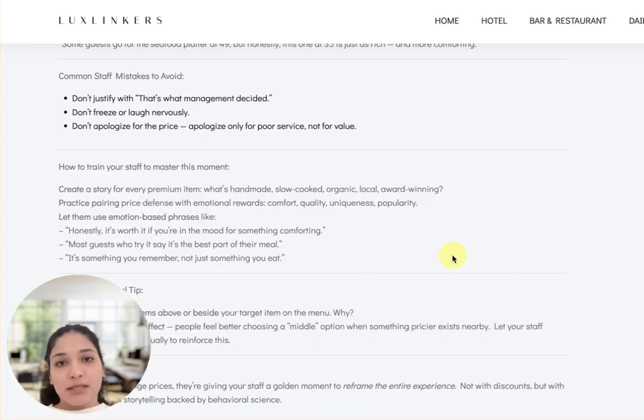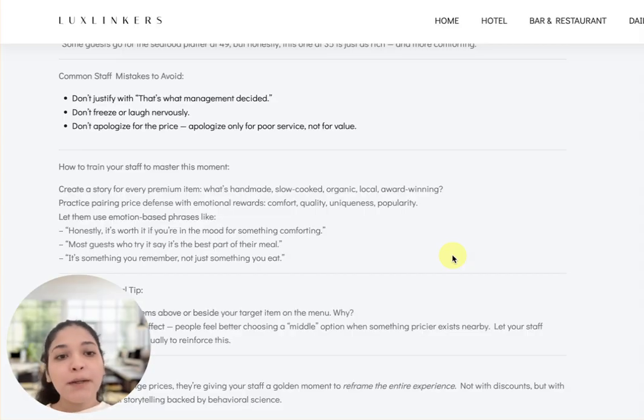Common staff mistakes to avoid. Don't justify with what management decided, and don't freeze or laugh nervously. Don't apologize for the price. It's the worst thing. Please don't apologize. Don't think that it's good manners, or that because we are a good restaurant we should just apologize. No, it shows your weakness. You are not weak. Your service quality and your food quality are worth it.